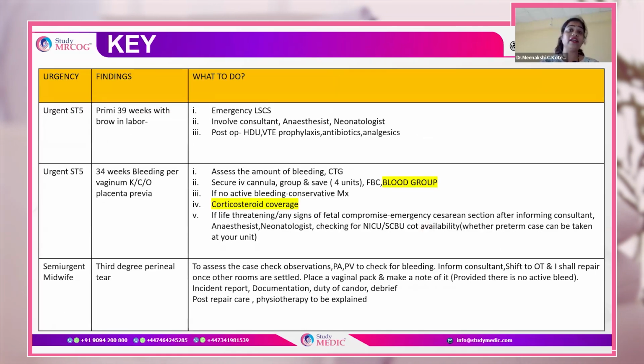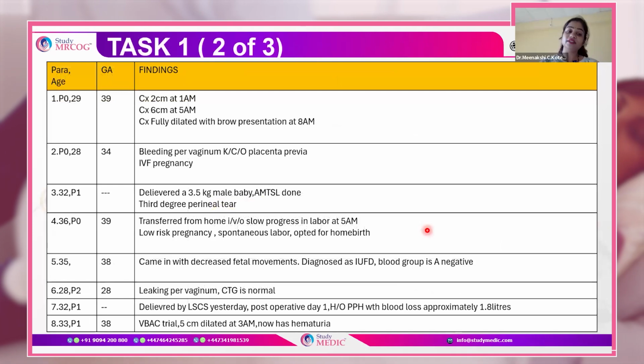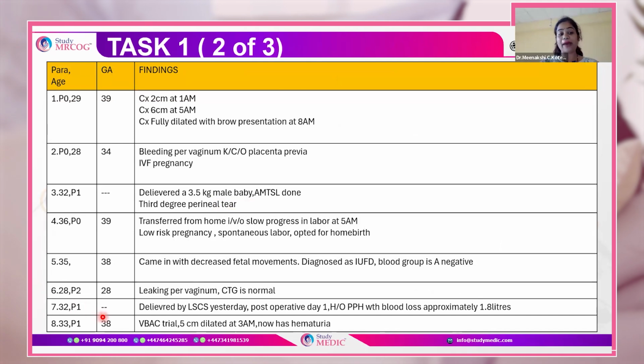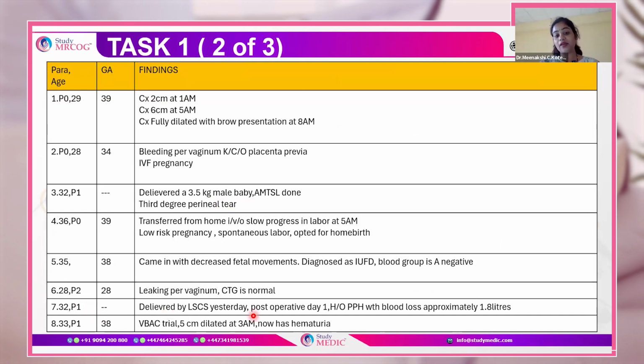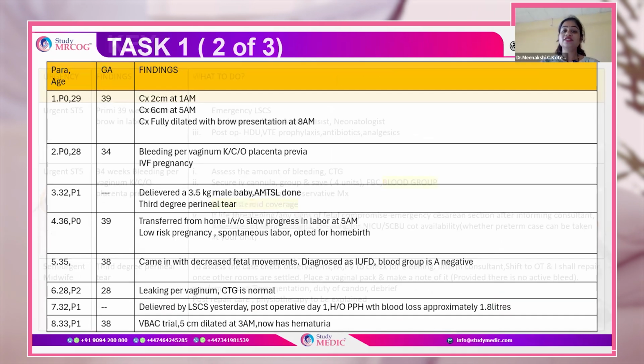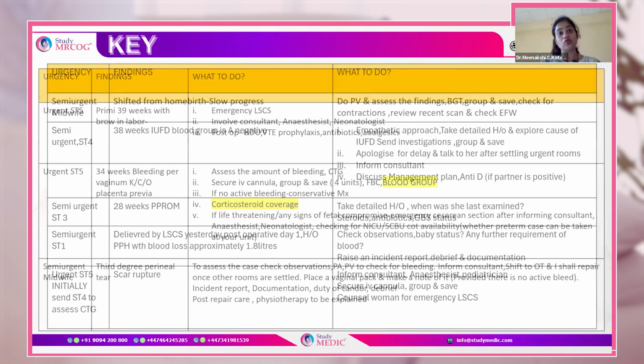First important is to see whether the antibiotic has been started for her or not, whether the steroid coverage has been given to her or not. Next is room number 7, who is a 32-year-old, and she's a para 1. She was delivered yesterday, and she had a PPH, which is approximately 1.8 liters, right? So it's a semi-urgent case, could be routine also, right?